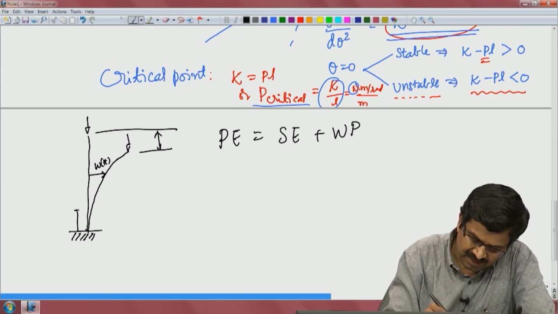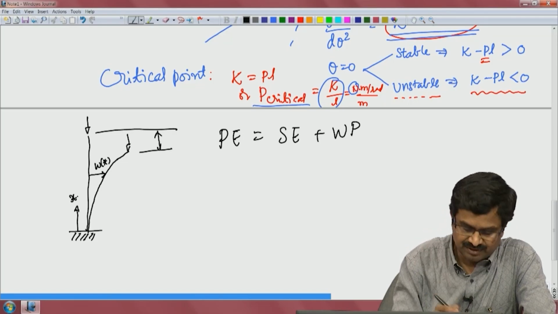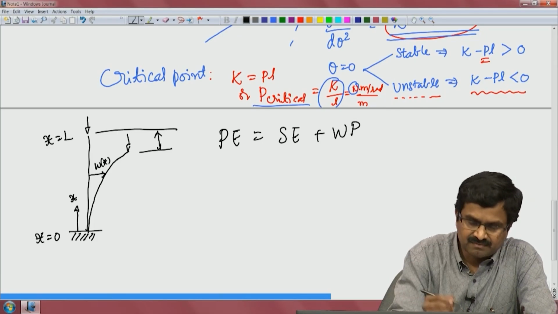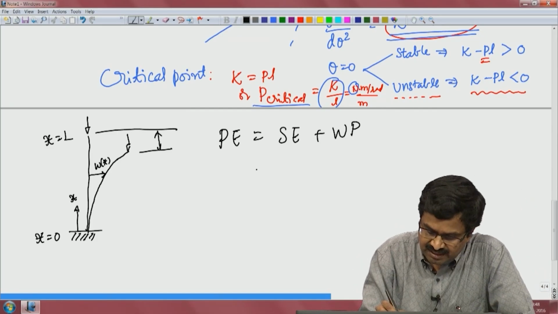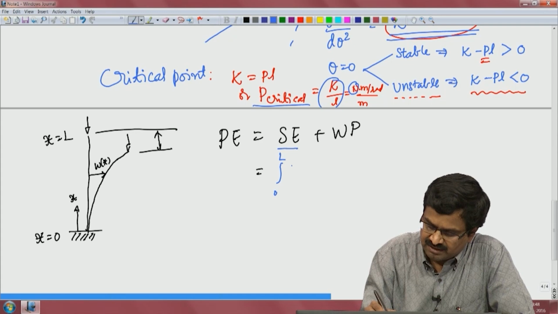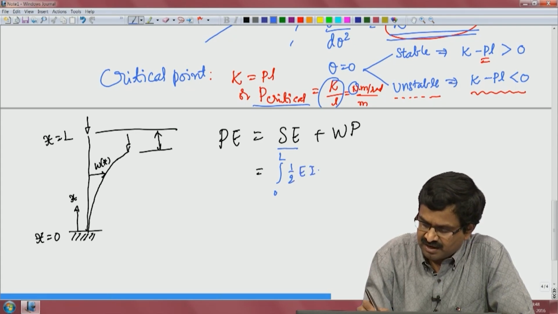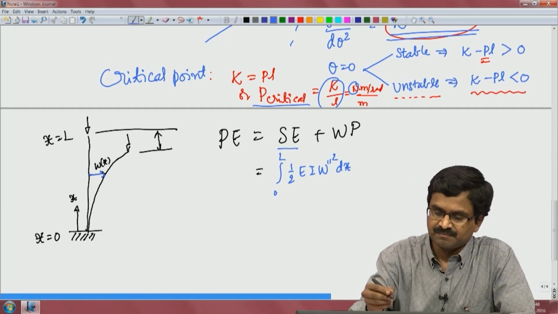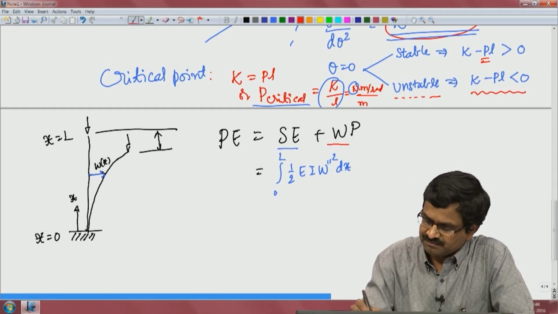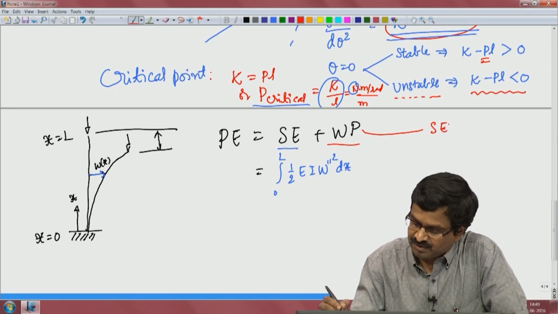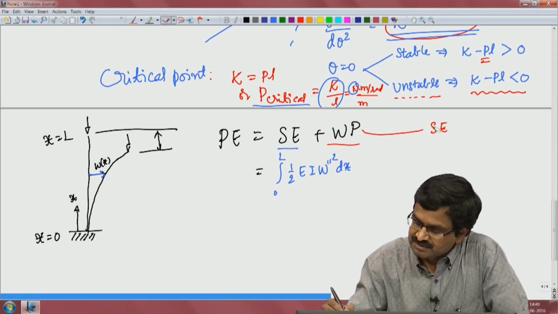Here we are taking x like this. Normally we take horizontal, but for columns, we take them vertical. x is equal to 0 here, x is equal to L here, the length of the column. So, now strain energy, I will write it in blue. I will integrate 0 to L, half EI W double prime square dx. That we know already. If there is transverse displacement W of x, what is the strain energy?